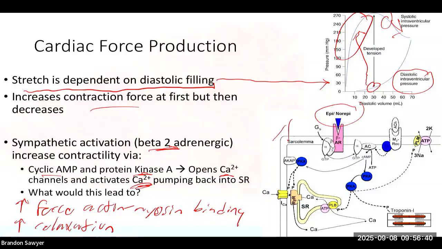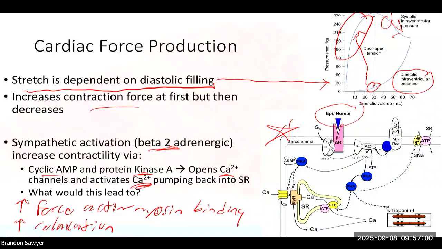We'll get into these mechanisms more when we get to the heart too. So don't get too hung up on these details for this test. Just know the actions we talked about there. Okay.